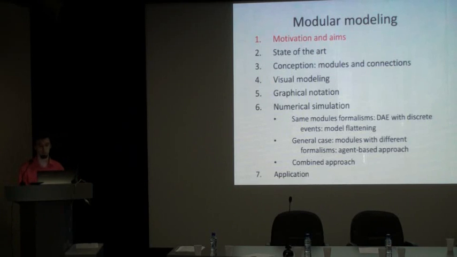Here we present two different approaches: model flattening and simulation on the basis of agent modeling principles. These approaches can also be used in combination. And at last, I'll give examples of approach implementation in complex modular systems modeling.